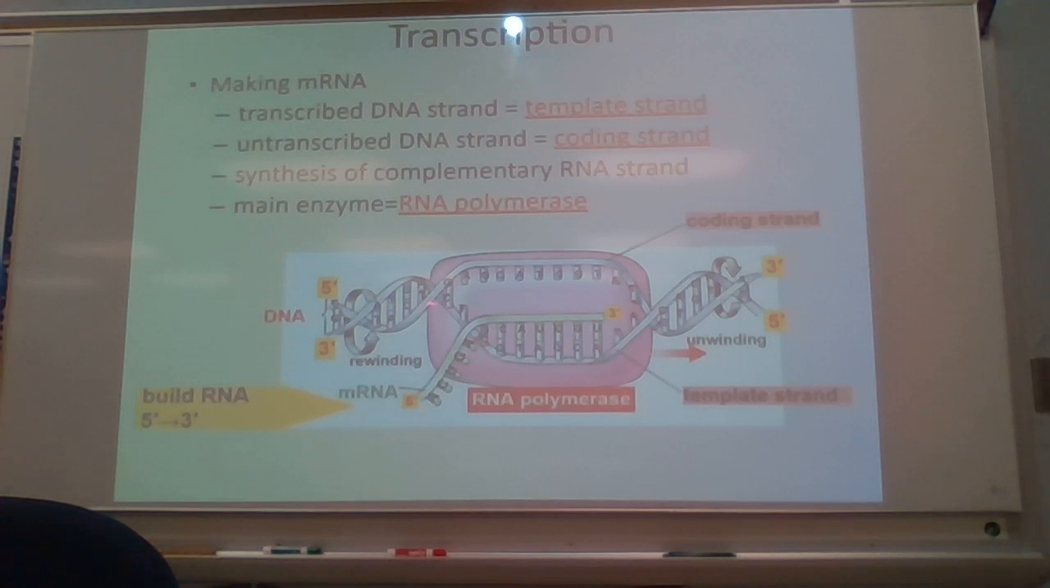And RNA and DNA are really, really similar. So the coding strand is pretty much going to have the exact same code as the mRNA, except for the difference in bases, right? Instead of T, the mRNA is going to have U. But otherwise, the coding strand and the mRNA sequence are going to be identical.